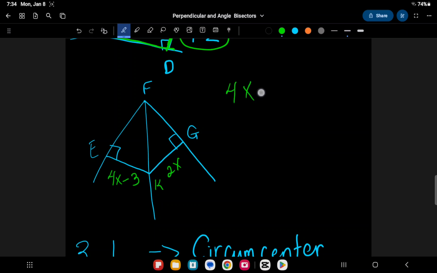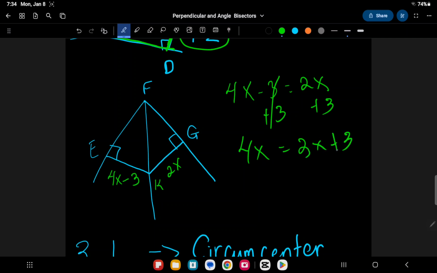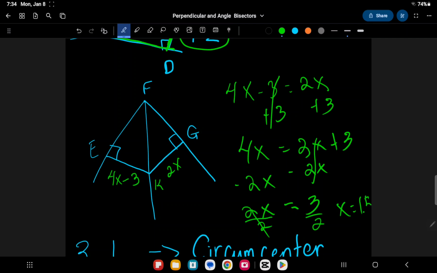So you do 4x minus 3 is equal to 2x. Then you add a 3 to both sides. So we're left with 4x equals 2x plus 3. Then we subtract 2x on both sides. So we have 2x is equal to 3, and x will be divided by 2. So x is equal to 1.5. All right. So we do 2 times 1.5 is equal to 3.